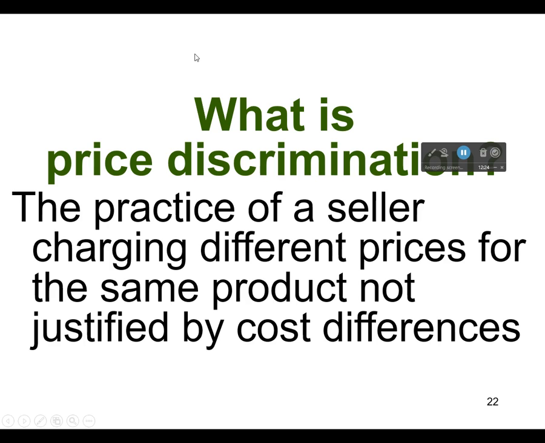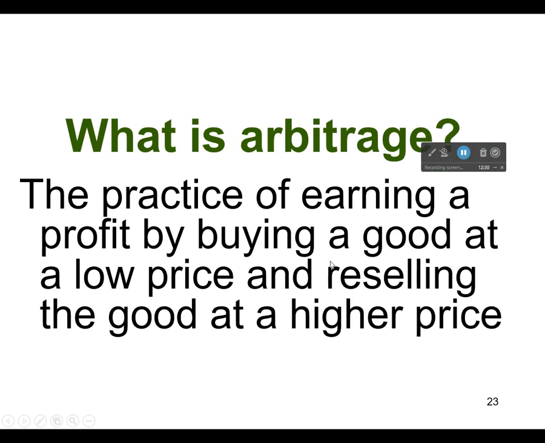And they were able to do this because they could prevent what we call arbitrage. Arbitrage is the practice of earning a profit by buying a good at a low price and reselling the good at a higher price. Now, in Orange County, you have a driver's license. Your parents had to buy the tickets. If you showed up to the ticket booth with an Orange County driver's license, then you got a better price on the Disneyland tickets than you would if you showed up without one.